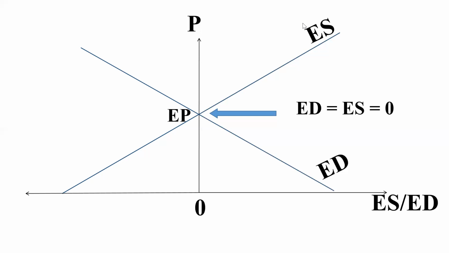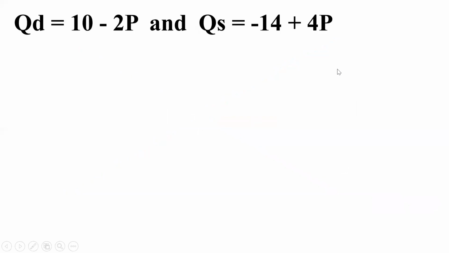Now let's see how to get the equations for these excess demand and excess supply curves. Look at this example. You are given the demand equation 10 minus 2p, and the supply equation minus 14 plus 4p. You are supposed to find the excess demand equation and the excess supply equation.